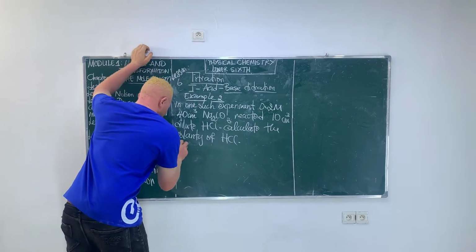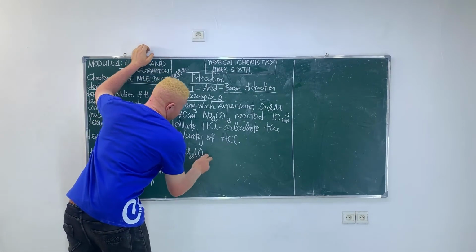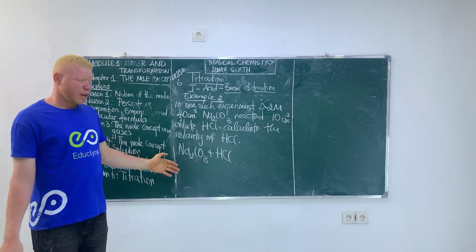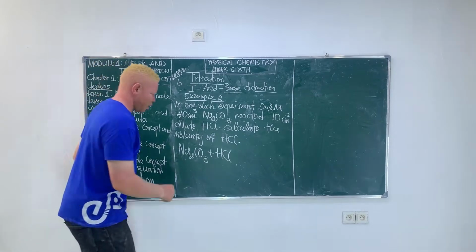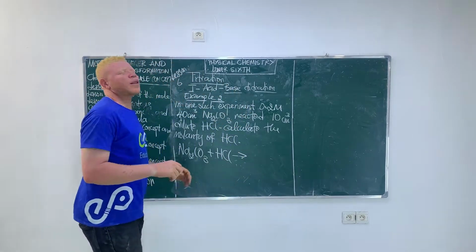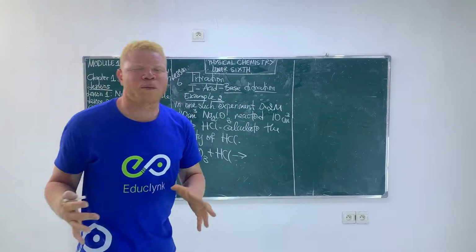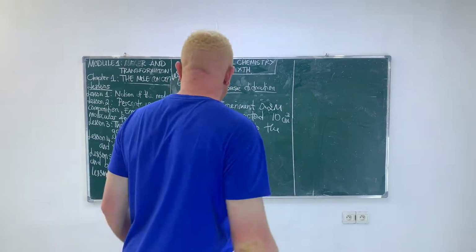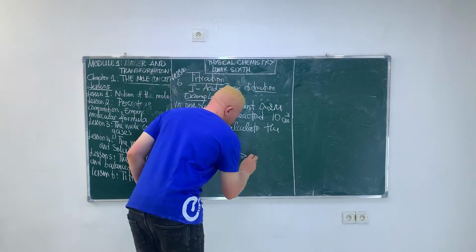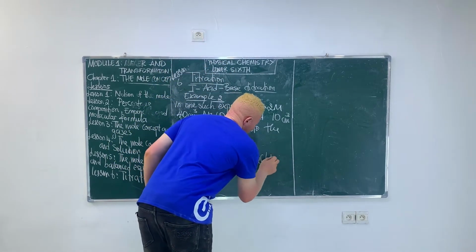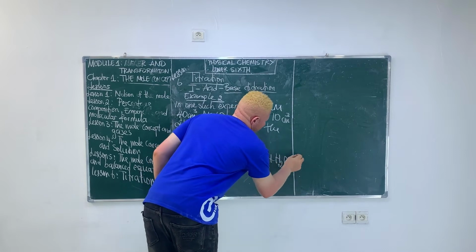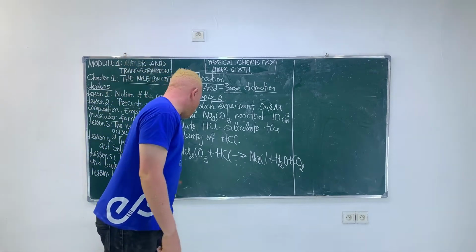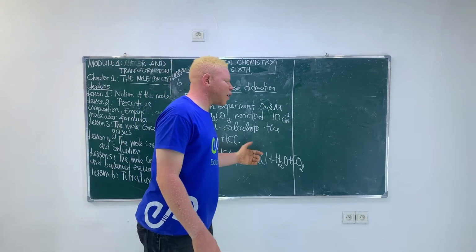The balanced equation is sodium carbonate reacting with HCl. In this case, whenever a carbonate reacts with an acid, 3 main compounds will form: salt, water, and carbon dioxide. In that case, what we're going to have is sodium chloride plus water plus carbon dioxide. Is it balanced? The number of sodium atoms on one side versus the other side is not equal.